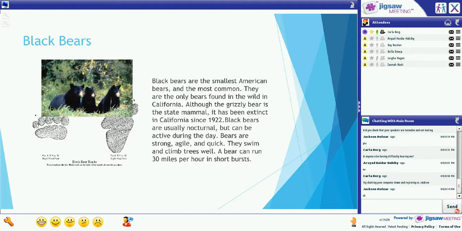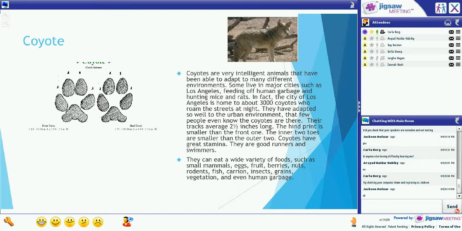Good job. Thank you, Xana. So these animals would be difficult for you to observe in your yard because they are usually nocturnal, but you certainly could find their footprints around you or around your house. The next animal is a coyote. Would anyone besides Xana like to read the slide? Arsad, go right ahead.